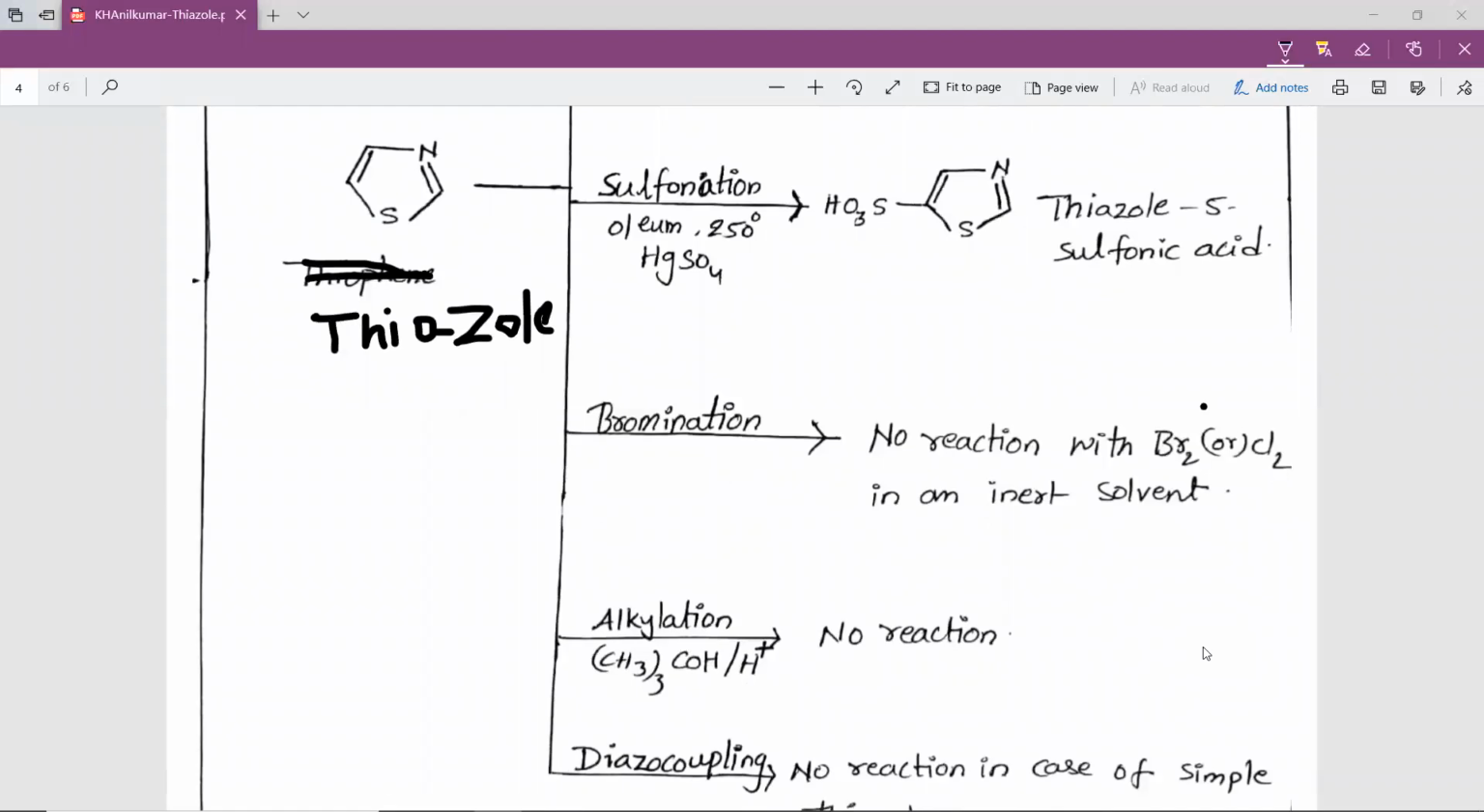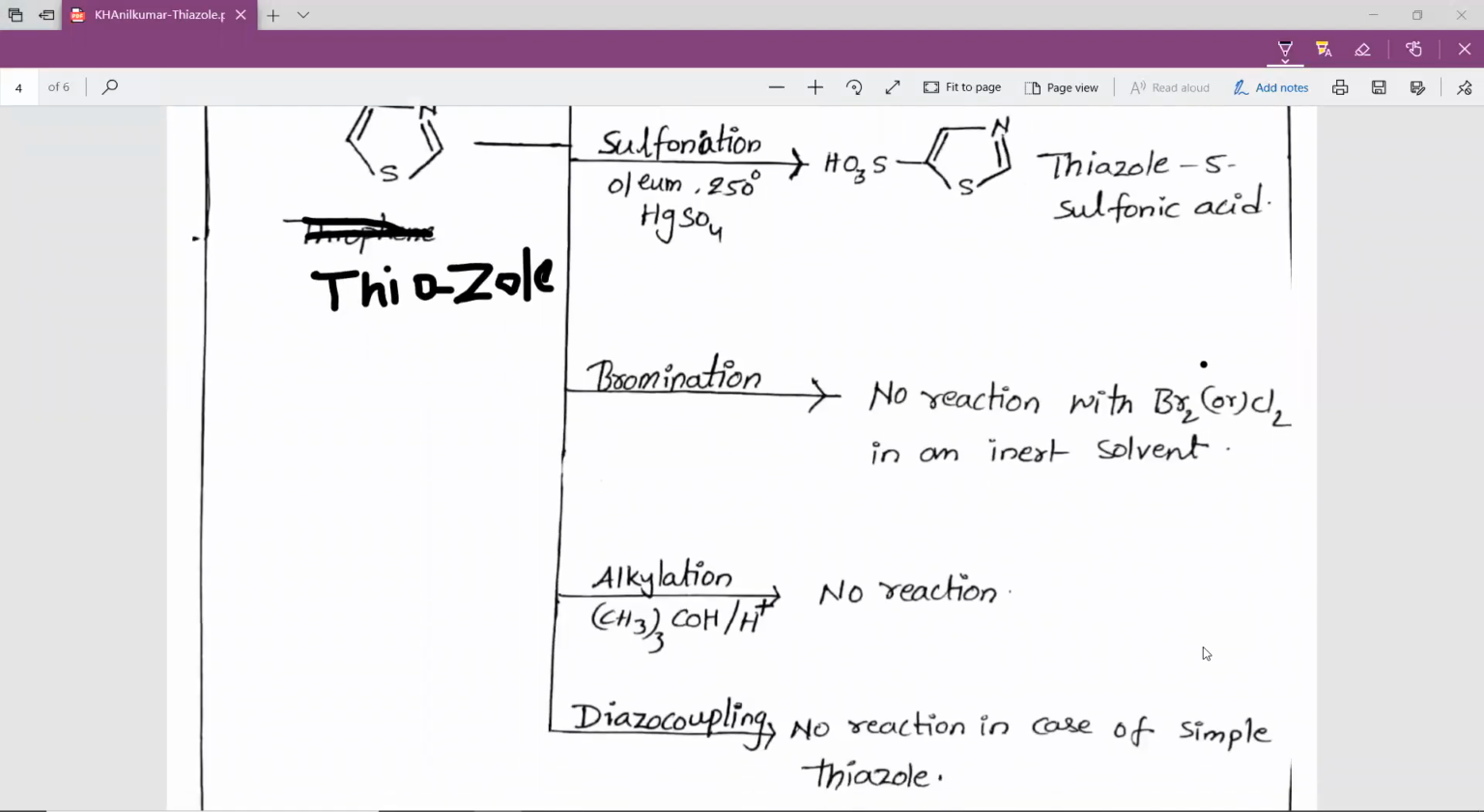Similarly, alkylation. In the presence of tertiary methyl alcohol and under acidic conditions, the thiazole ring does not undergo any alkylation reactions. We have to use some alkyl iodides for an alkylation reaction. So simple thiazole does not undergo any alkylation reaction.